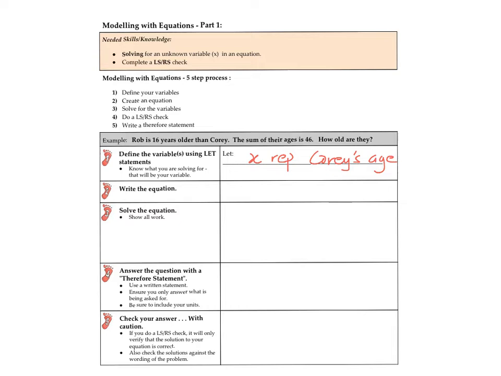Now I'm going to go back and read the question again. Rob is 16 years older than Corey. So this means, therefore, what would be Rob's age? x plus 16. x plus 16 would be Rob's age.